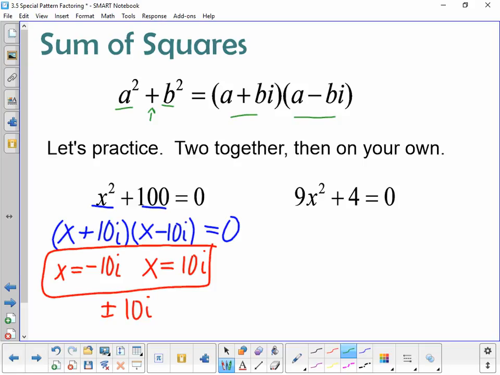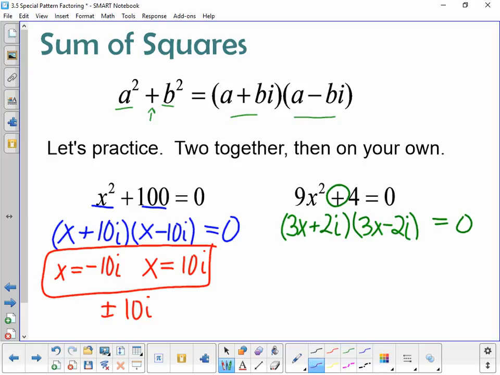If I want to solve 9x squared plus 4 is equal to 0, if I want to use factoring as my method of solving it, well, 9x squared is a perfect square of 3x, so we'll have a 3x and a 3x. And 4 is the perfect square of 2, plus 2 and minus 2, but this is a plus that tells me that I need to include i's. So 3x plus 2i and 3x minus 2i is equal to 0.